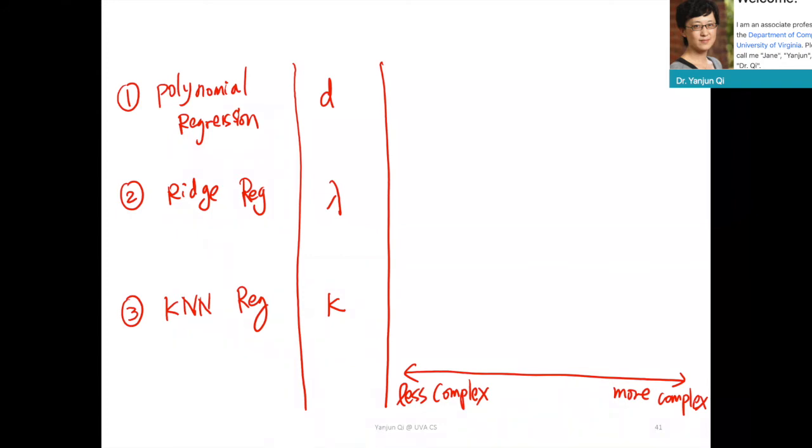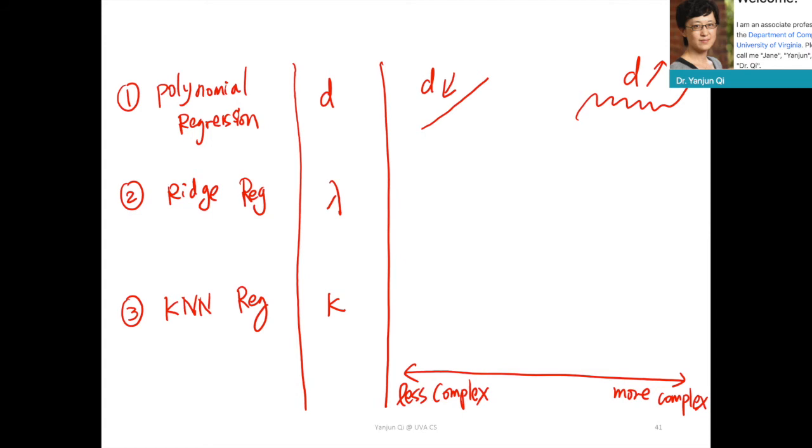Yes. When d increases, it's more complex. When d is small, it's less complex. In the small case, I get a flat model. In the large case, I get a really wiggly regression model. Perfect.